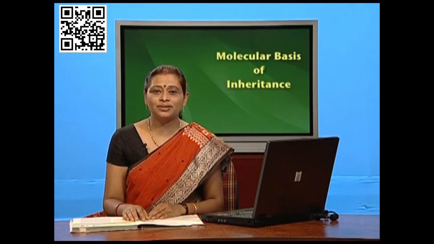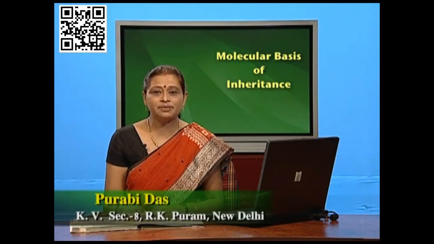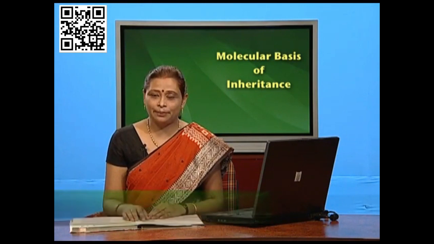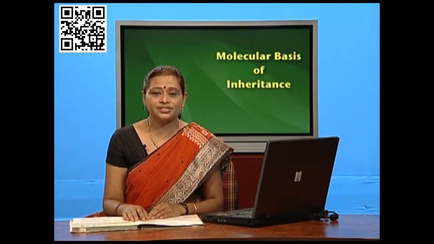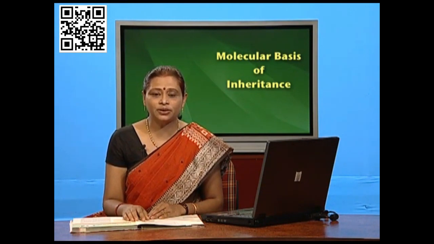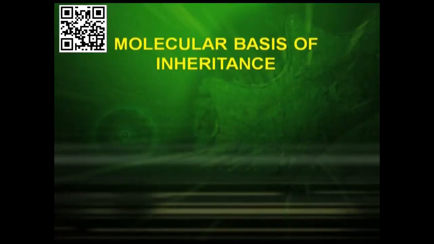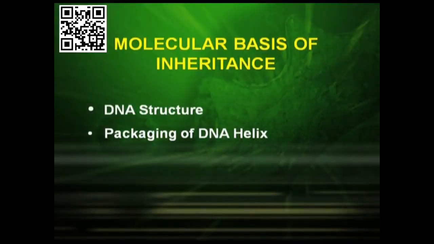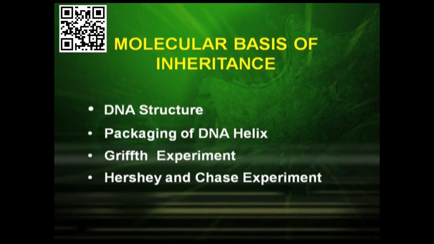Hello students, today we are going to discuss the chapter Molecular Basis of Inheritance. Previously, we have discussed the principles of inheritance, where we studied the inheritance patterns and the genetic basis of inheritance. Today, we are going to discuss the chemical nature of the molecule responsible for inheritance. The topics that we are going to discuss today are DNA structure, packaging of DNA helix, Griffith experiment, Hershey and Chase experiment. Now let us first see how the DNA was discovered.